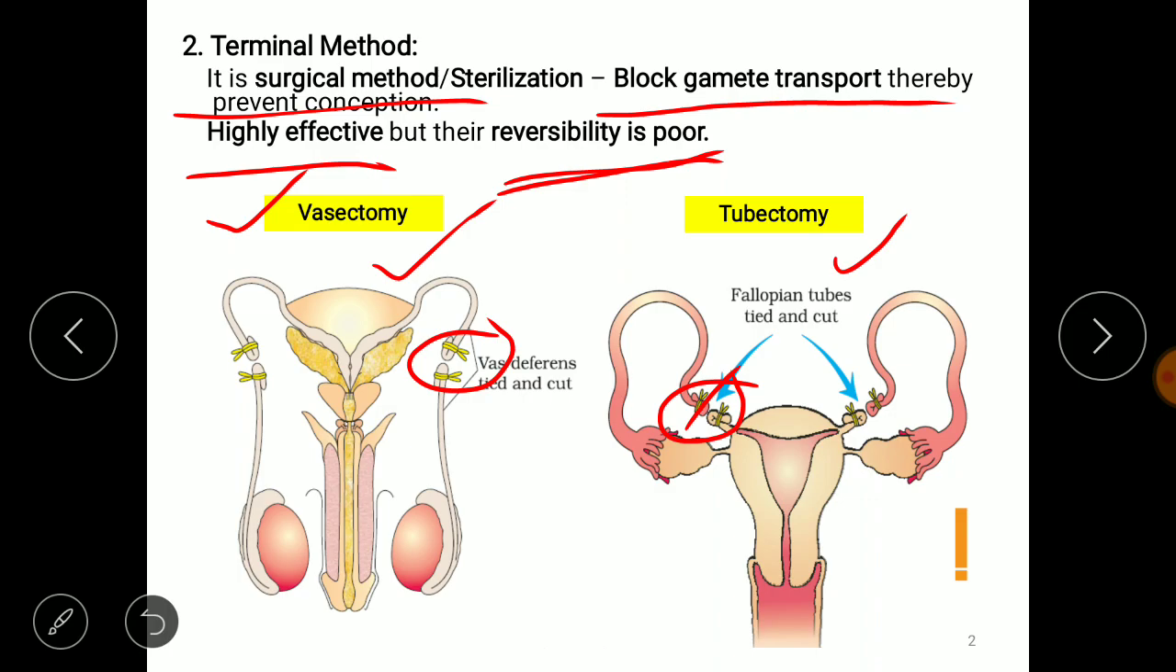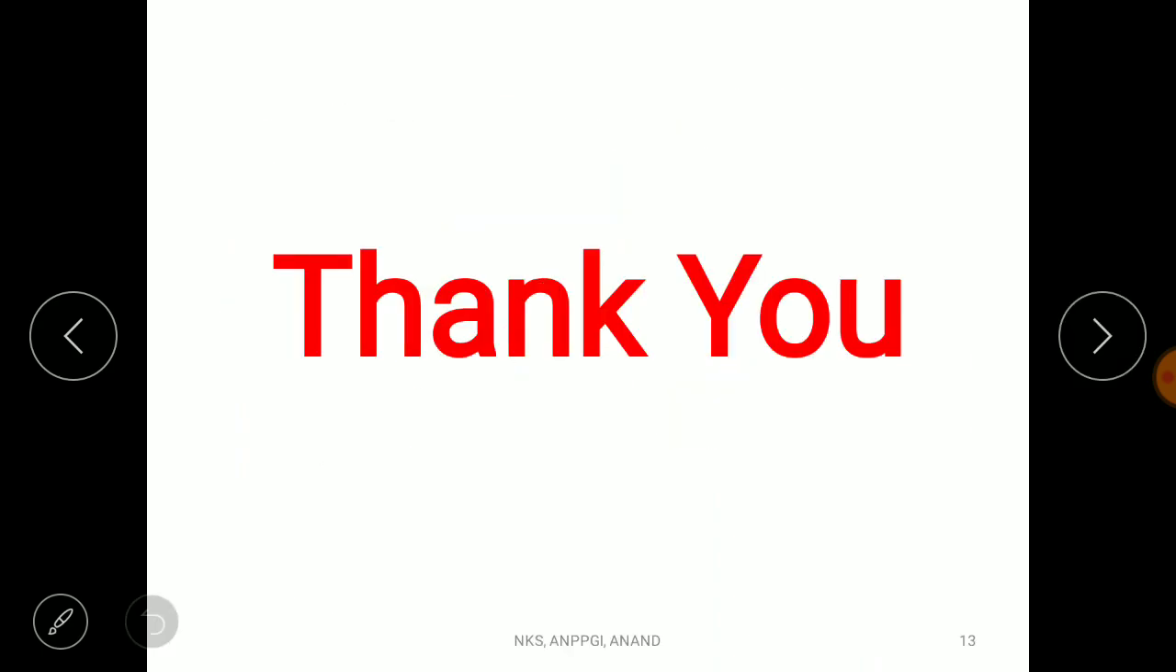So friends, these are the different methods of the contraceptive, and that's it.